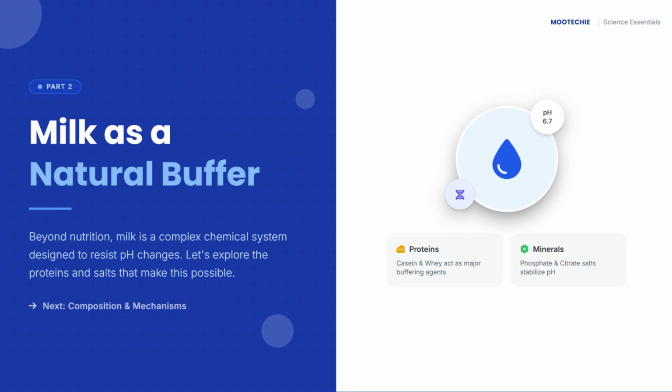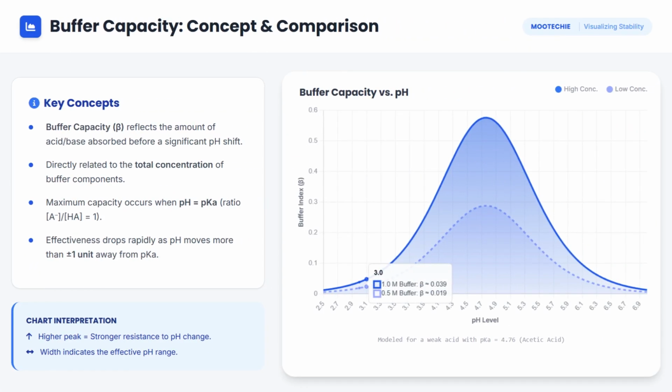Coming up, let's solidify the concept of buffer capacity. Buffer capacity, beta, reflects the amount of acid or base absorbed before a significant pH shift. It is directly related to the total concentration of buffer components. Maximum capacity occurs when pH equals pKa and the ratio of A- to HA equals 1. Effectiveness drops rapidly as pH moves more than ±1 unit away from pKa.